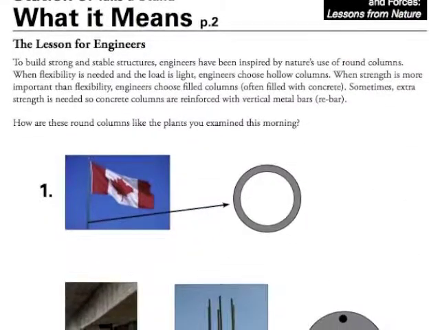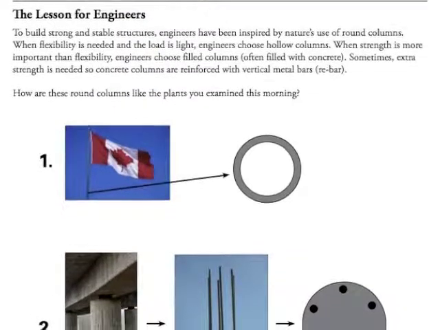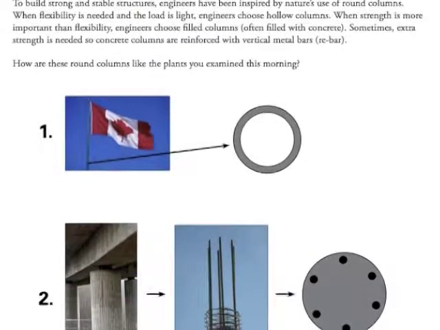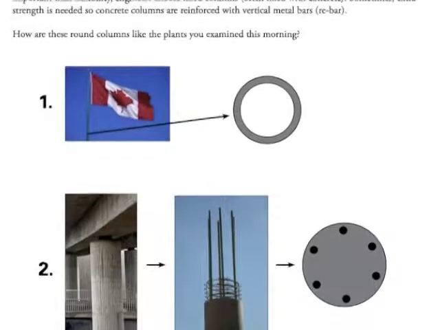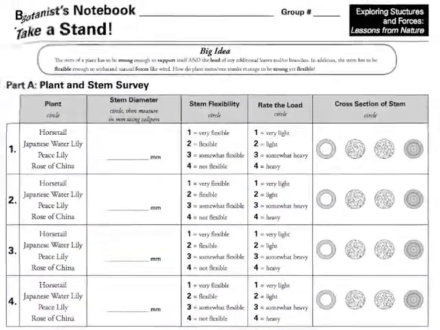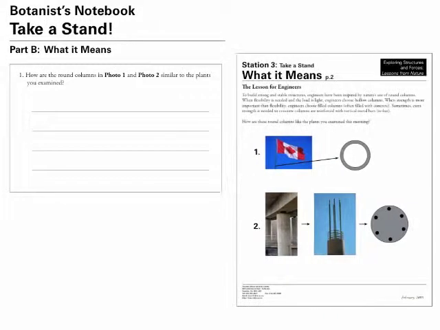Then you'll have them read through the back page. It takes a look at engineering and how we as humans have learned from our plants. So it looks at a flagpole and it looks at a column that's being used to support a bridge and looks at the different designs used. And if you have a look at the back of the student sheet, it has a few questions asking the students to compare photo 1 and photo 2 to the plants they've studied and explain why they think photo 1 looks like a horsetail and why they think photo 2 looks more like the peace lily.